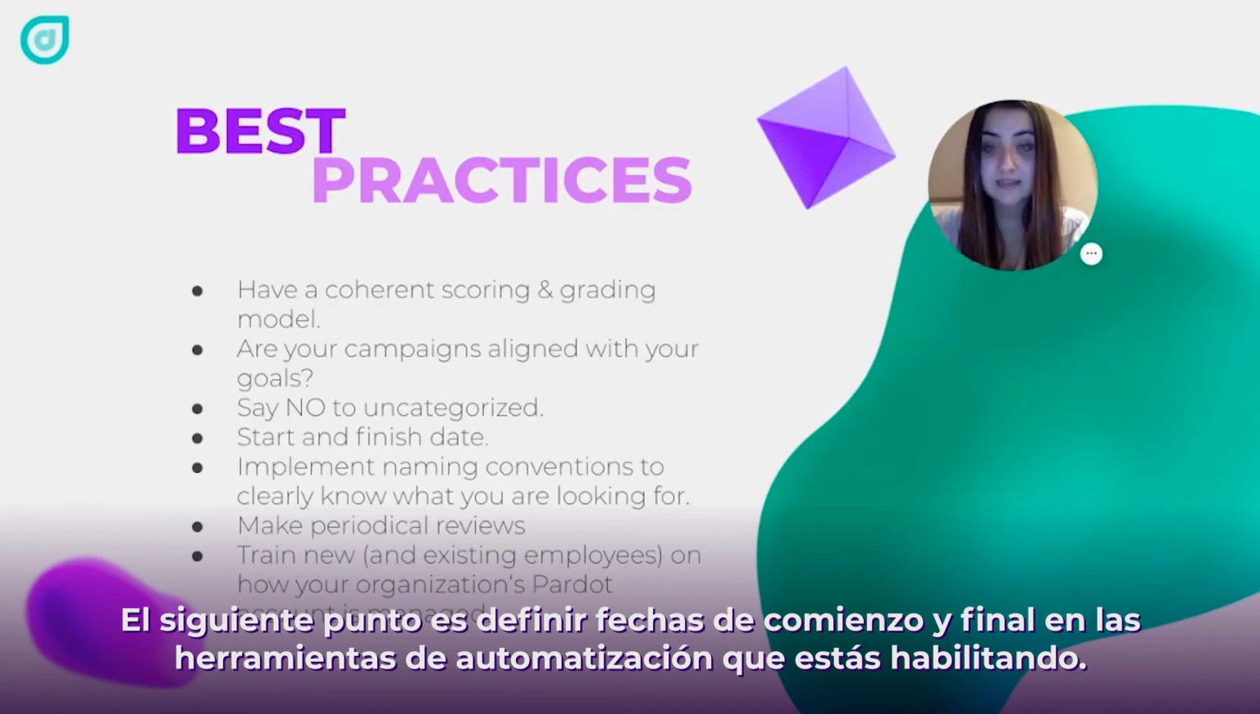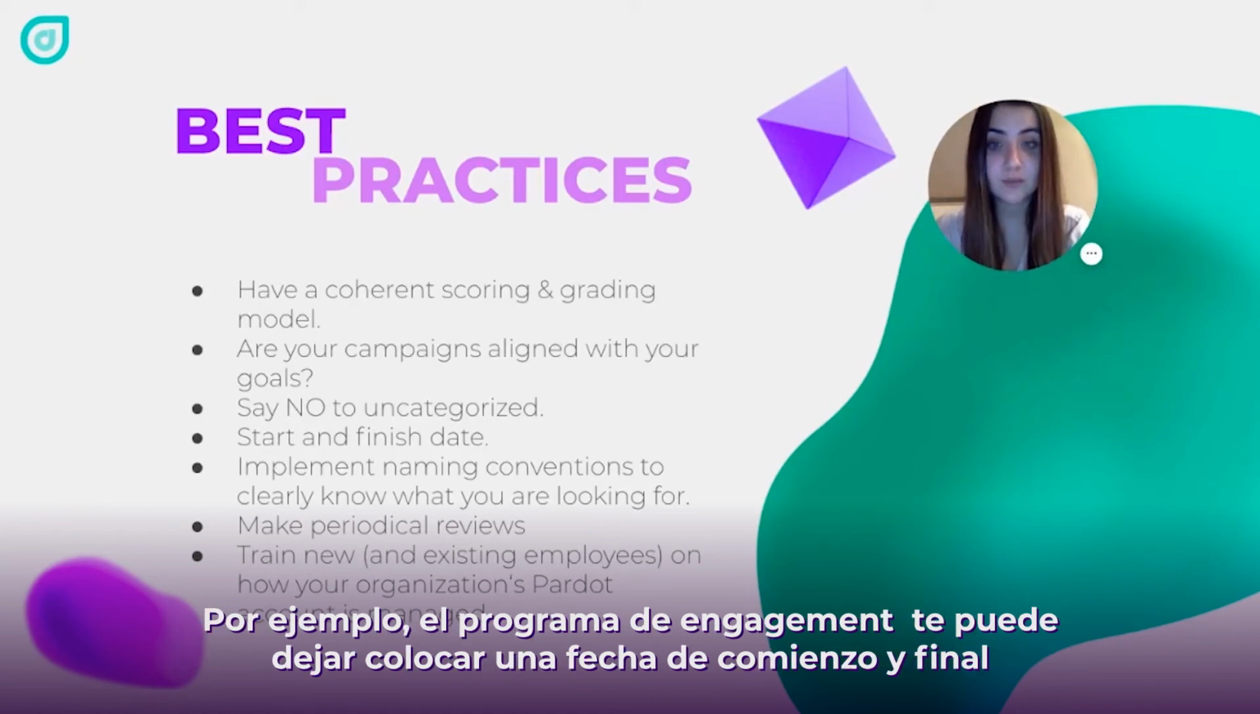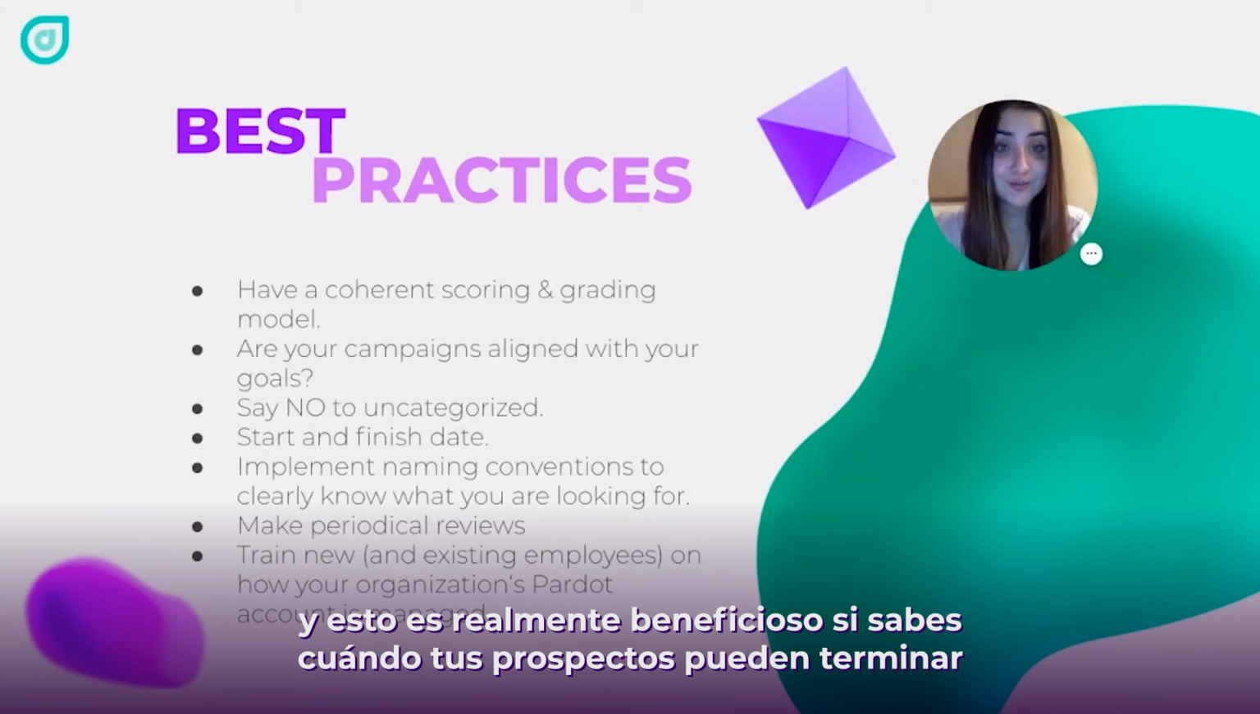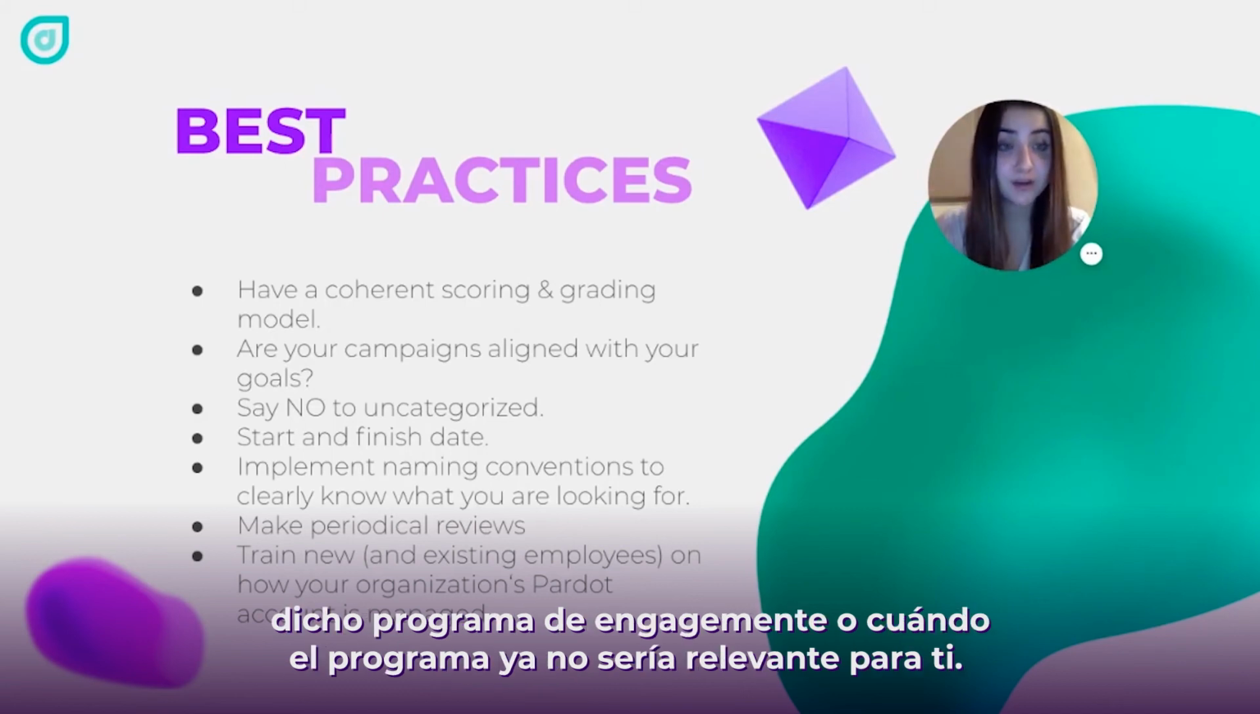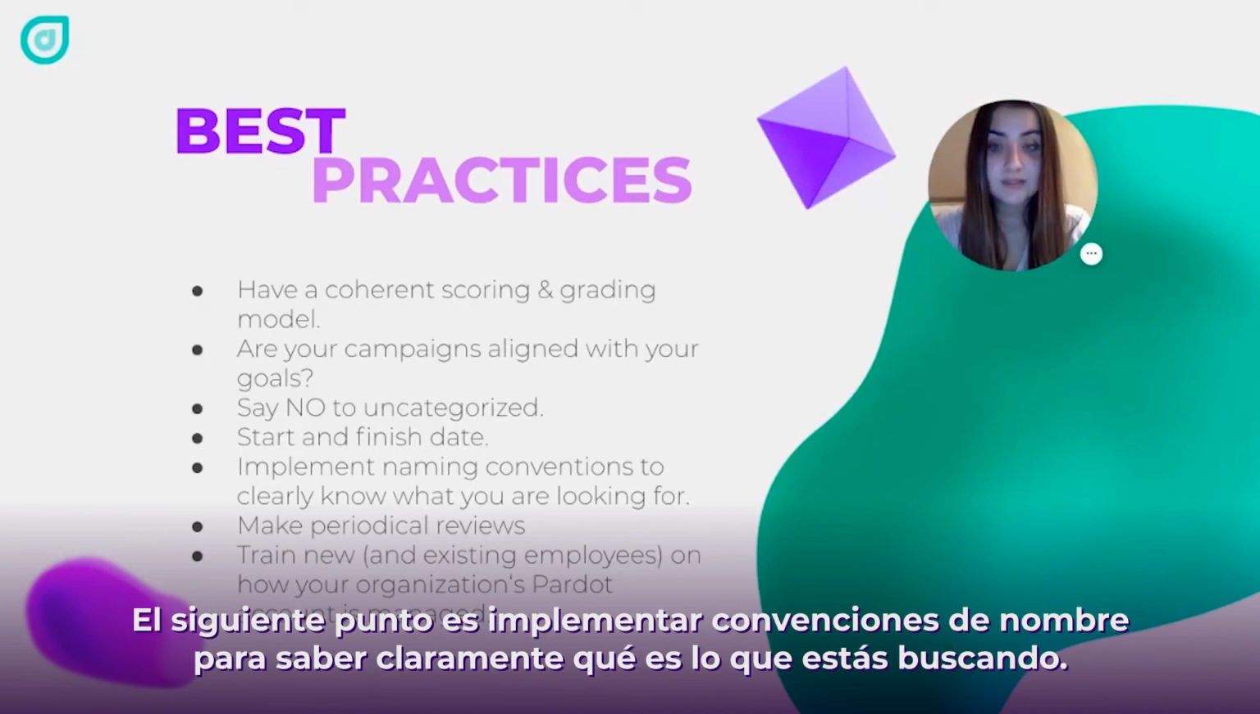Next point is setting a start and finish date in the automation tools that allow you to do it. For example, the engagement program lets you put a start and finish date, and this is really beneficial when you know when your prospects can stop that engagement program or when that is not going to be relevant anymore for you. The next point is implementing naming conventions to clearly know what you're looking for.